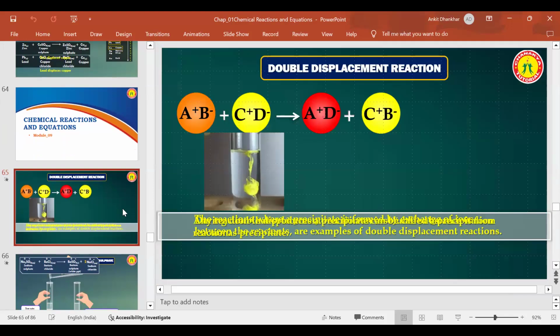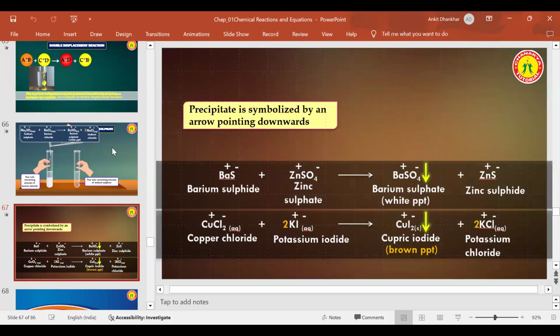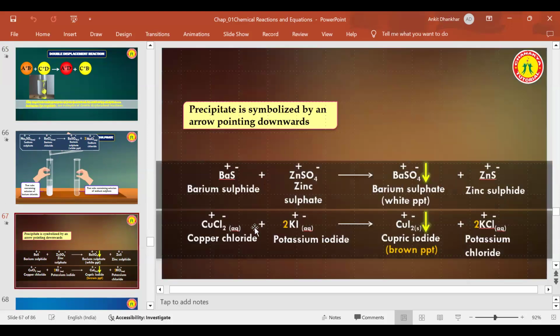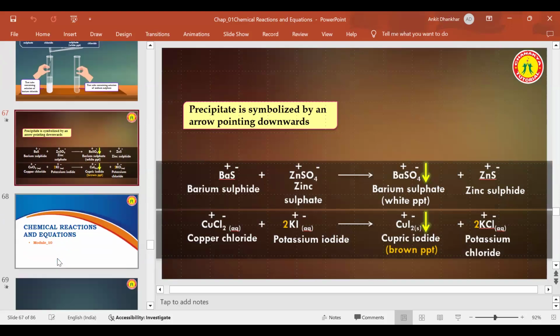Next, we studied double displacement reaction, where there was exchange of ions between the reactants to give these products. Then we saw a few examples of double displacement reaction. This downward arrow indicated formation of precipitate, and hence these were also called precipitation reactions.